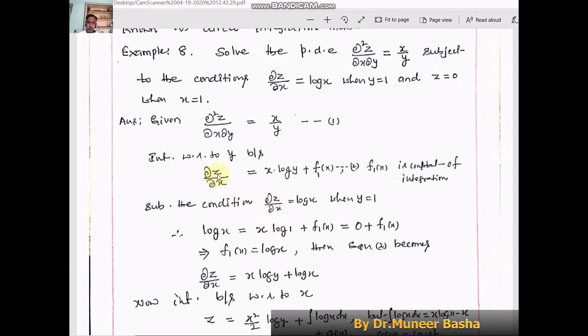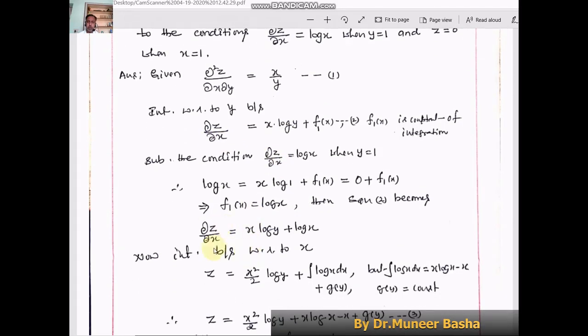Now substitute here ∂z/∂x is log x and y is equal to 1. So x into log 1 will become 0 plus f1 as it is. So this is 0 plus f1. F1(x) is equal to log x. So now substitute the constant value called f1(x) as log x into this one. So our equation becomes what? ∂z/∂x is equal to x log y plus log x.